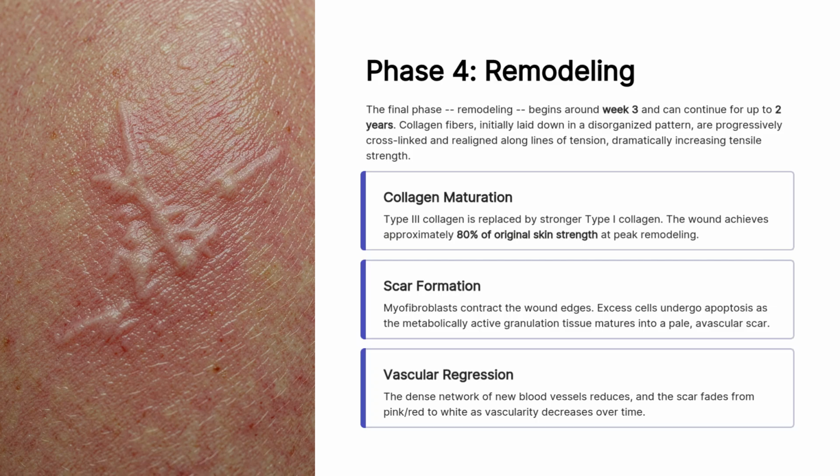In the remodeling phase, collagen fibers are reorganized, enhancing tensile strength. Type 3 collagen is replaced by Type 1, achieving about 80% of original skin strength. Myofibroblasts contract wound edges, leading to scar formation. Vascular regression occurs, reducing blood vessels and fading the scar from red to white.